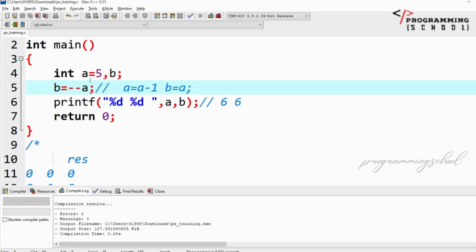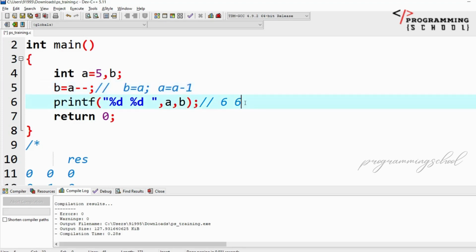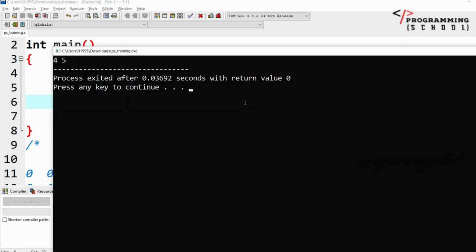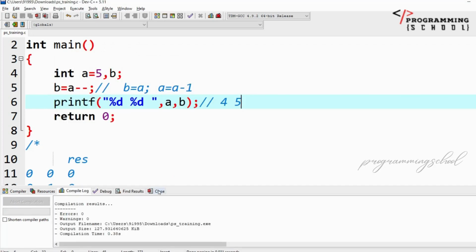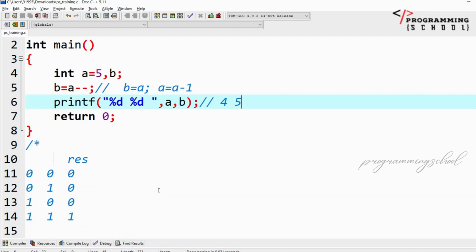Okay. In the same way here, I am going to write like this: b is equal to a minus minus. This line is executed first. What is the a value? The a value is 5. 5 is assigned to b and then a is decremented. That means the a value is decremented to 4 and the b value is 5. 4 and 5 is the answer at this position. Is it clear, everyone? Yes. This is about how increment and decrement operators work.